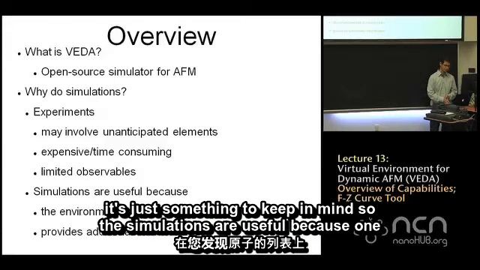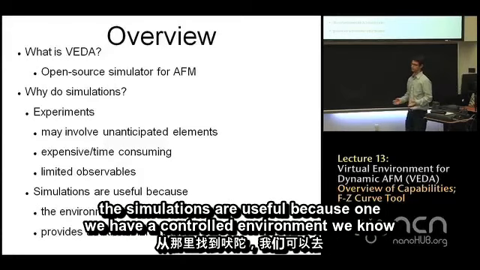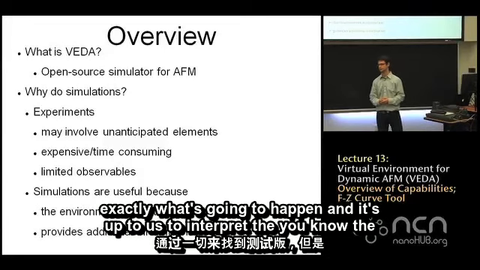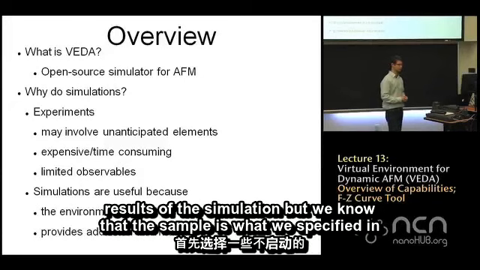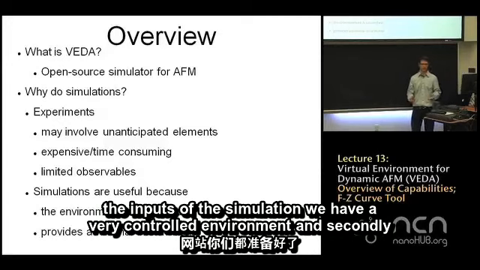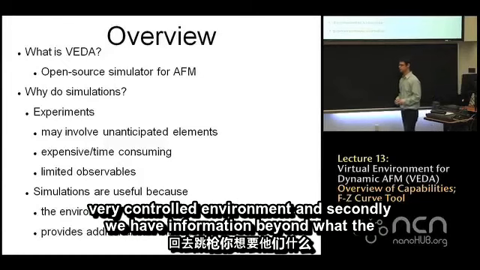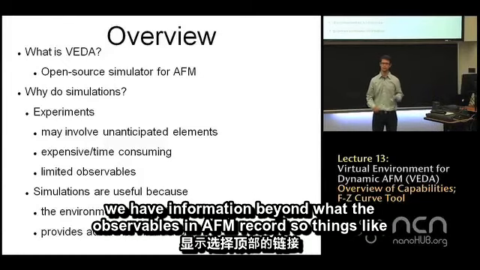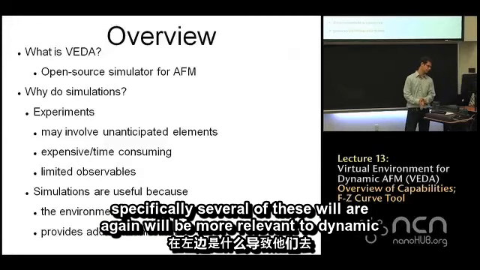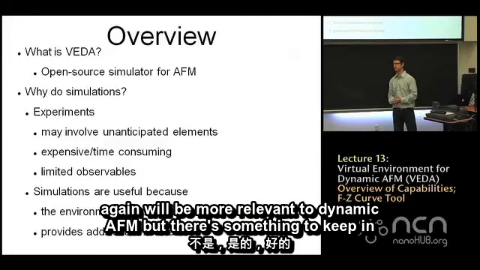So the simulations are useful because, one, we have a controlled environment. We know exactly what's going to happen, and it's up to us to interpret the results of the simulation, but we know that the sample is what we specified in the inputs to the simulation. We have a very controlled environment. And secondly, we have information beyond what the observables in AFM record. So things like indentation and contact times. Several of these will be more relevant to dynamic AFM, but just something to keep in mind.